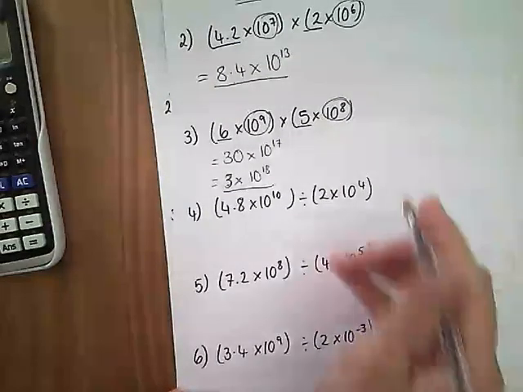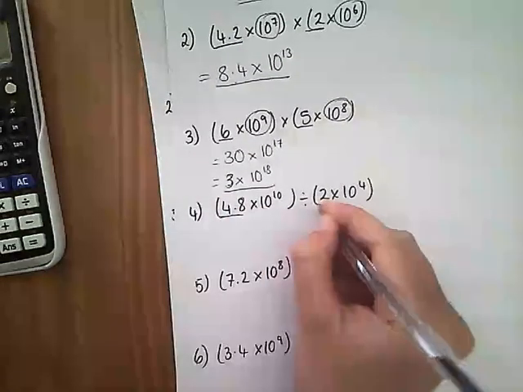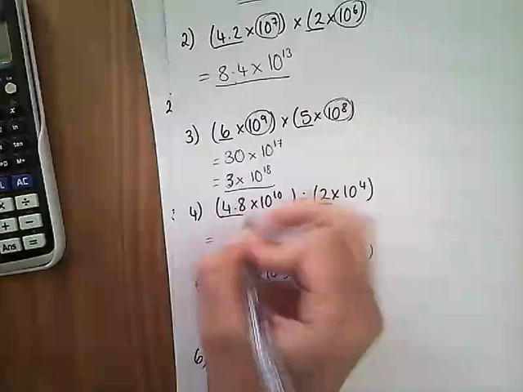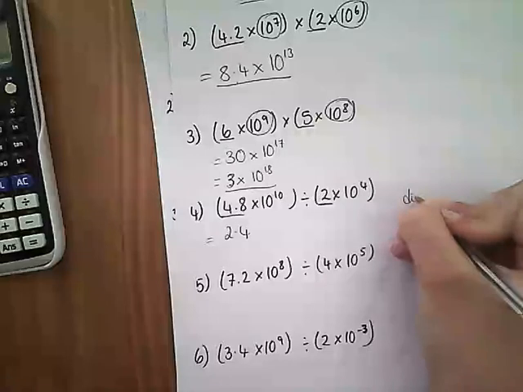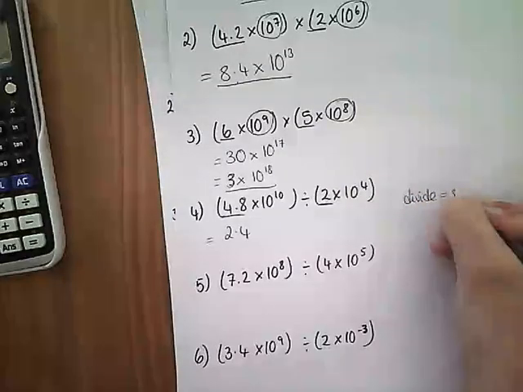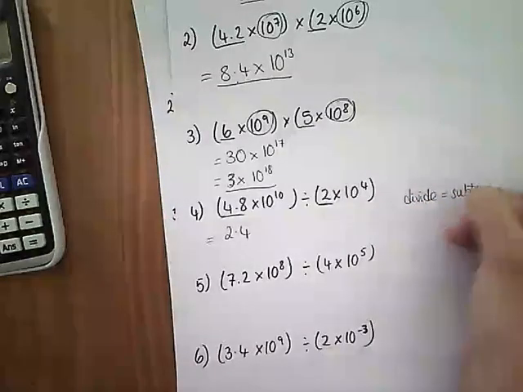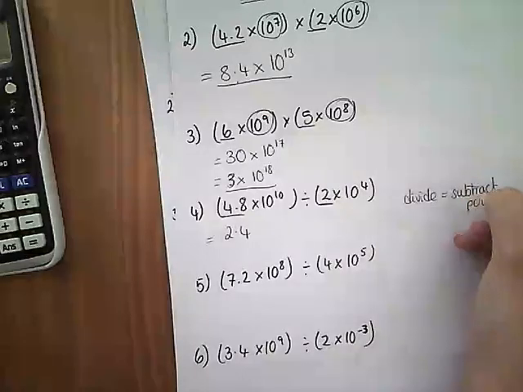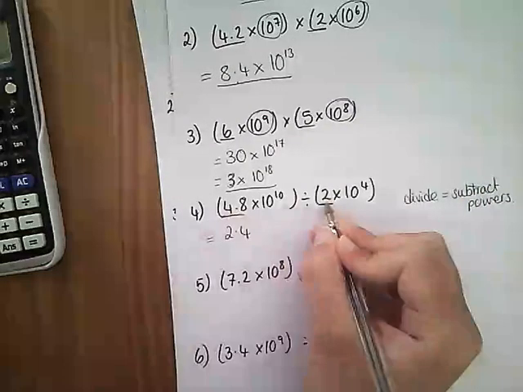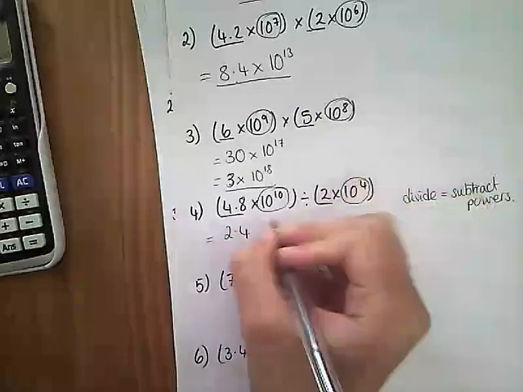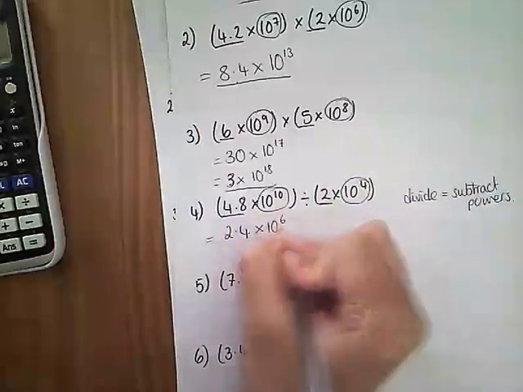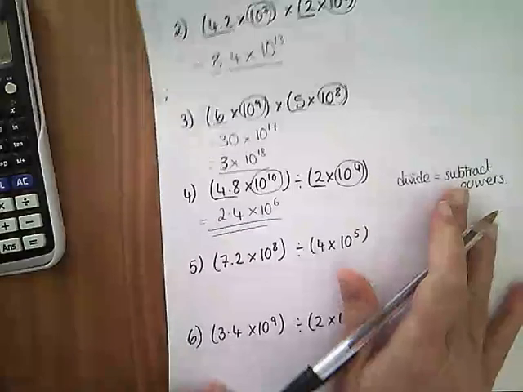Okay, here we go with dividing. Same thing again. Divide your numbers to start with. So, 4.8 divided by 2 is 2.4. And hopefully you will recall from our work on powers, when we divide, we subtract our powers. So 10 to the 10 divided by 10 to the 4 is 10 to the 6. So it's 2.4 times 10 to the 6.